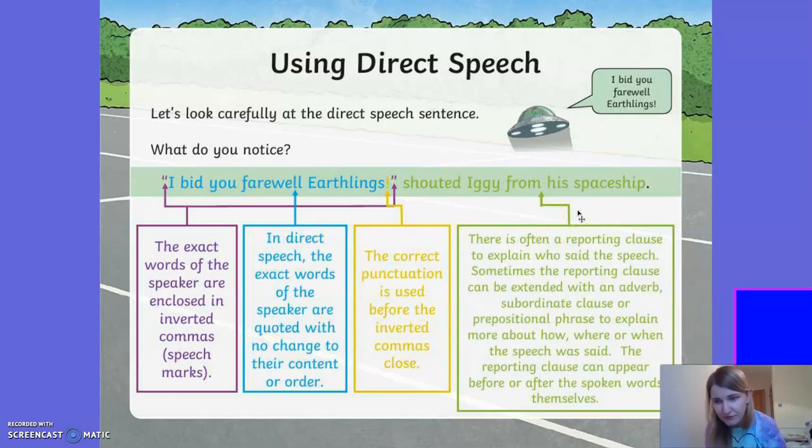The fancy word for it is a reporting clause, but you don't need to worry about all of that. Basically, we're saying who said it and when. So shouted Iggy is reporting who it was that said it, and from his spaceship just gives us extra information about where he was when he did that. Hopefully you're really comfortable with the way that that's laid out, because that's what we were looking at last week.